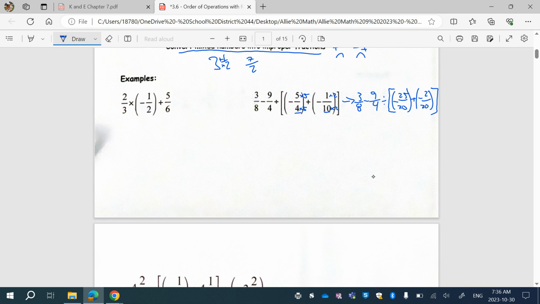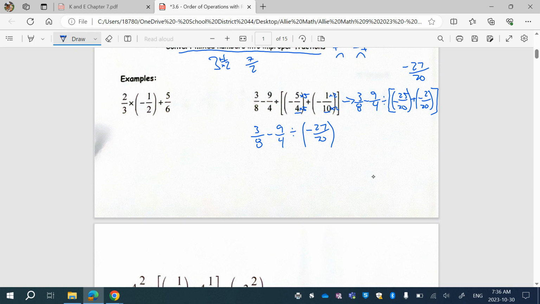So we have a negative 25 and a negative 2. So that's going to be inside our brackets now. It's going to solve to negative 27 over 20. So now we've got 3 over 8, subtract 9 over 4, divided by our negative 27 over 20.